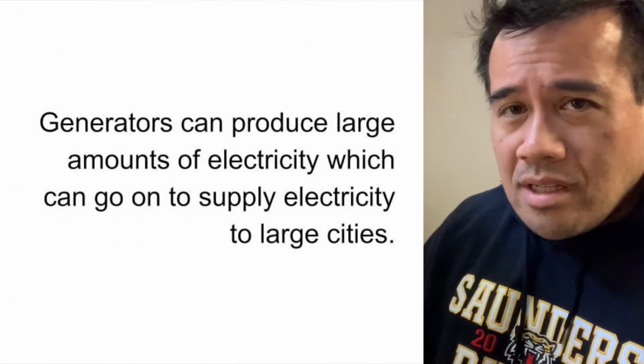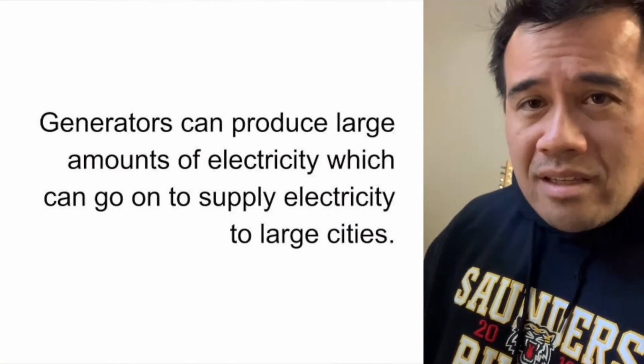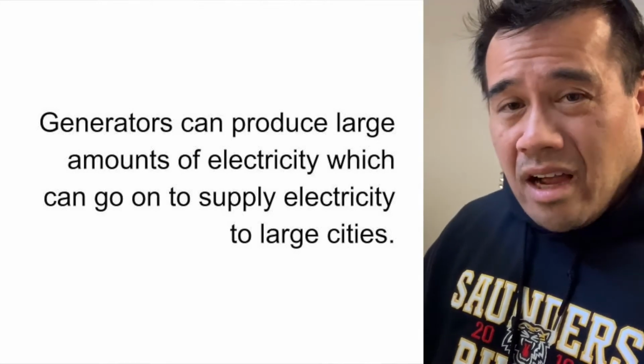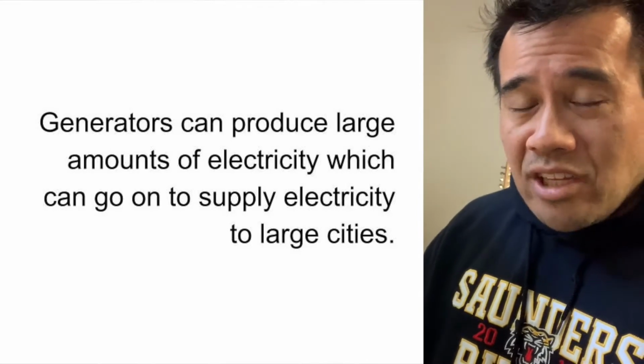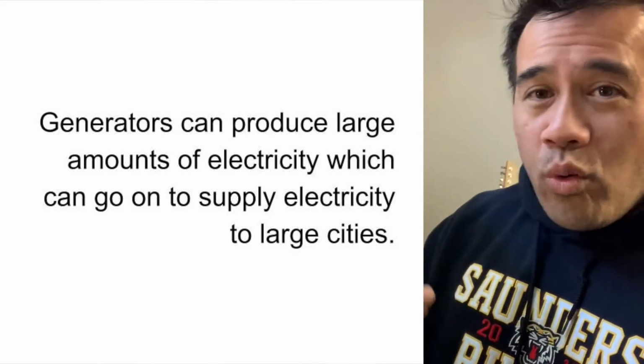So let's scale it up. Now we start talking about, well, let's not produce just a little bit of electricity here. Let's produce enough electricity to power a city. And generators basically are made up of these large coils of wire and really strong magnets, and you'll either move the coil of wire or the magnet past each other and you start generating electricity.